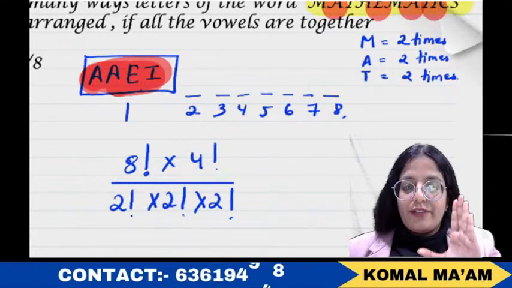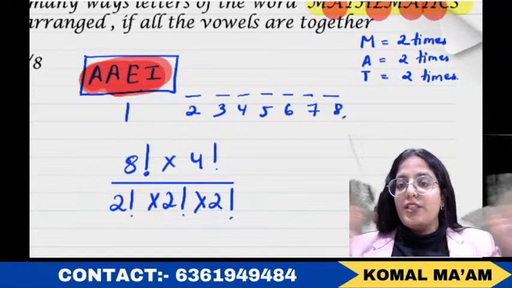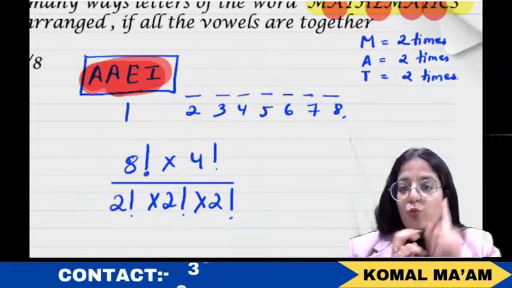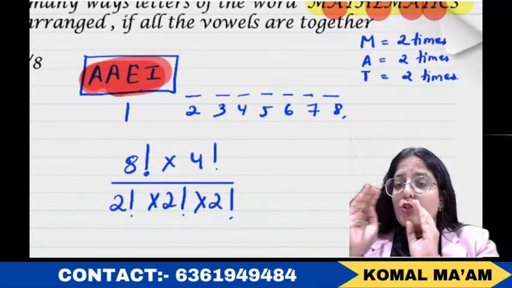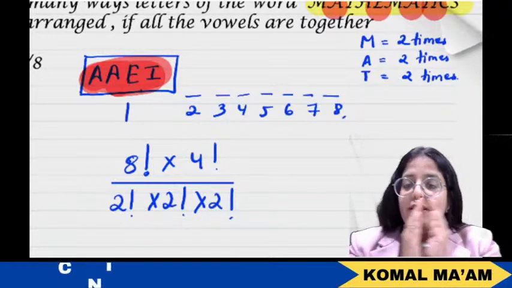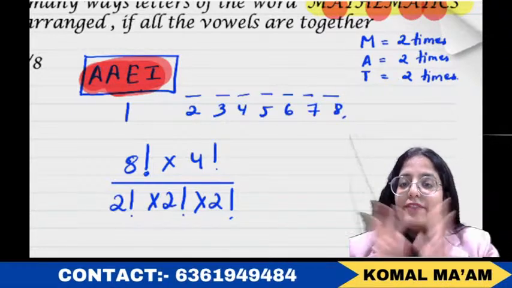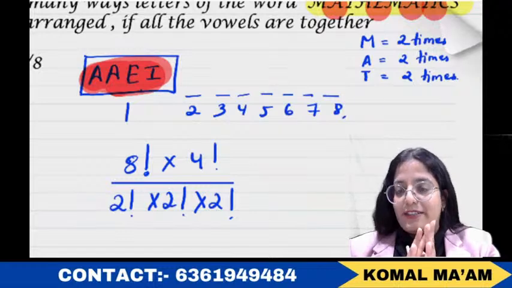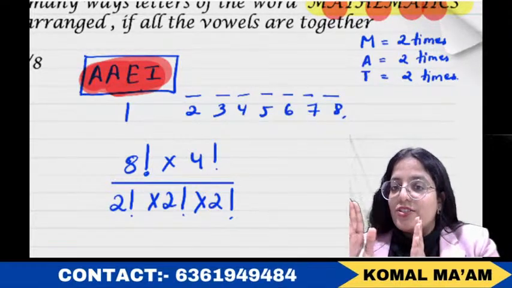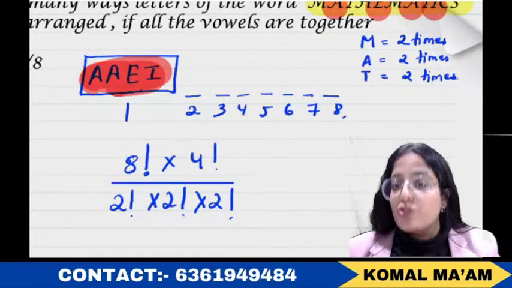Why did I take 8 factorial? Because I want vowels to be together, so I'll take them as one item. Then out of 11, 4 are together, left with 7 letters. So all in all I have 8 places to fill with 8 letters. How many ways can I arrange them? 8 factorial. This is talking about external arrangement.